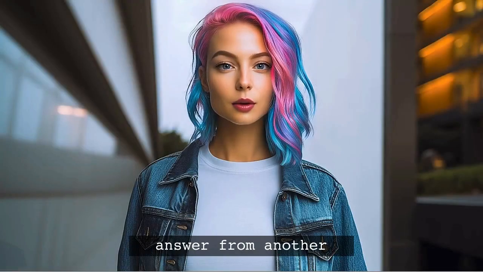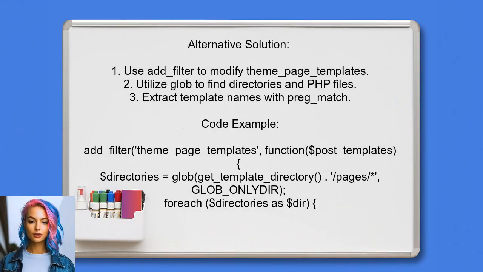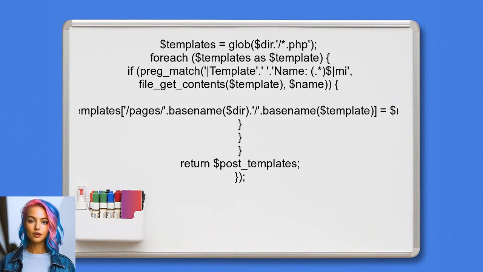Let's take a look at another answer from another user. An alternative solution provided by a user involves adding a filter to include page templates from subdirectories. This method uses the glob function to find directories in PHP files, then extracts template names from the files.